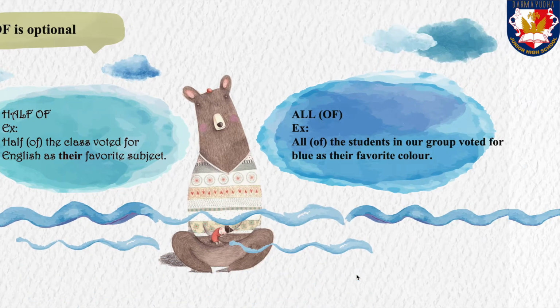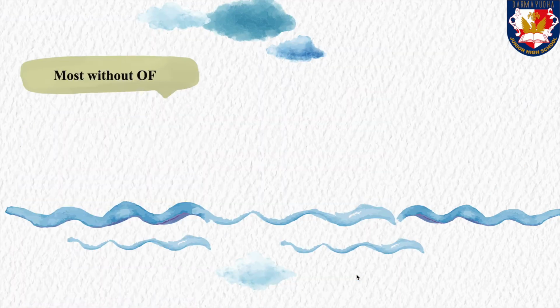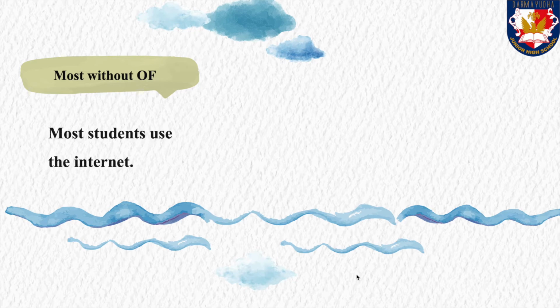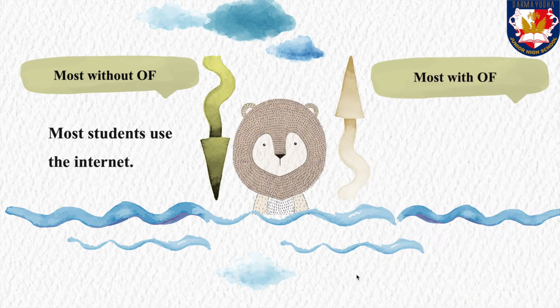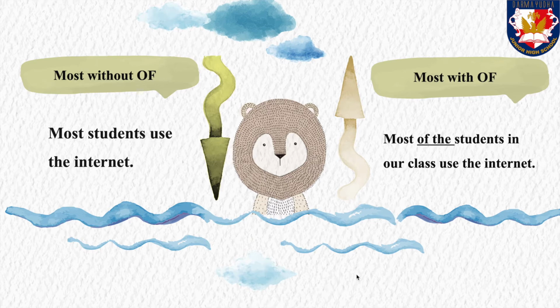The third one is most without of. So, it means that when you see the word most, you may not use of after it. The sentence, most students use the internet. And most with of. It means that you have to put of after the most. You can see the sentence. Most of the students in our class use the internet.